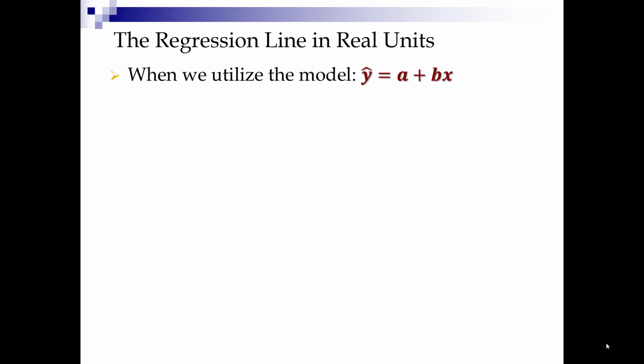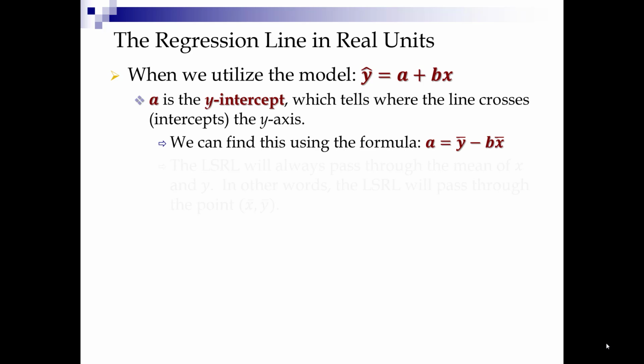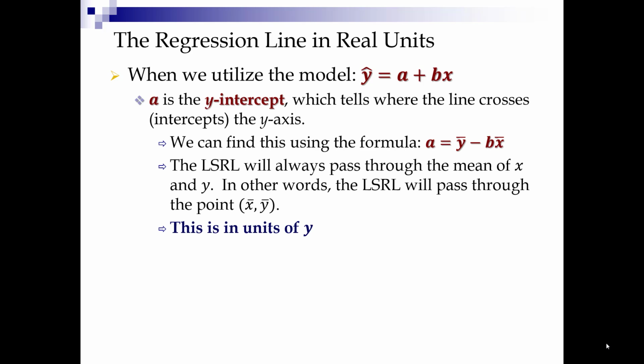So we already know that when we come up with a regression line, we're going to have the form of y hat, which is our model, is going to equal a plus bx, where a in this case is the y-intercept, which tells us where the line crosses the y-axis. And we could always find the y-intercept by using this formula, where a equals y bar, the mean of our response variable, minus the slope times x bar, the mean of our explanatory variable.